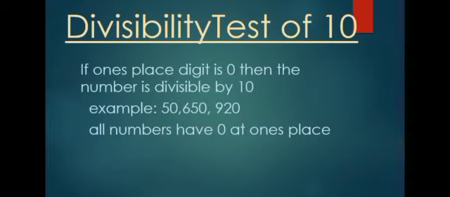Now let's learn about the divisibility test of 10. If the ones place digit is 0, then the number is divisible by 10. For example, 50, 650, 920. In all these numbers there is 0 at the ones place. So all these numbers are divisible by 10.